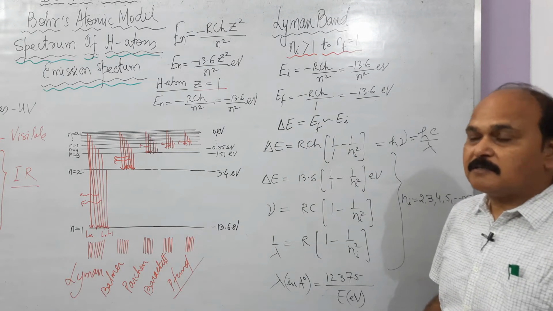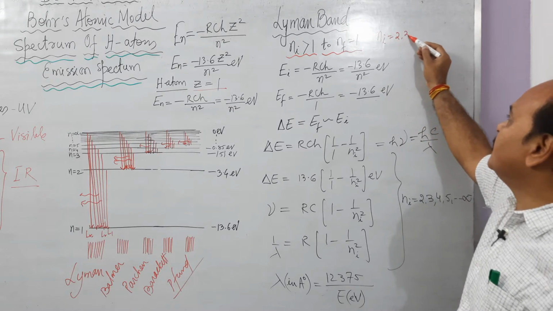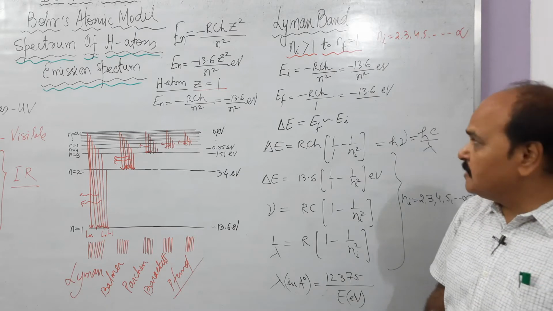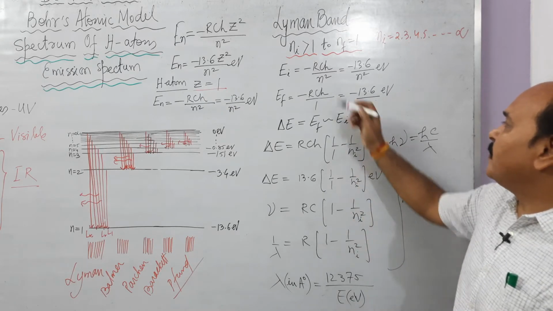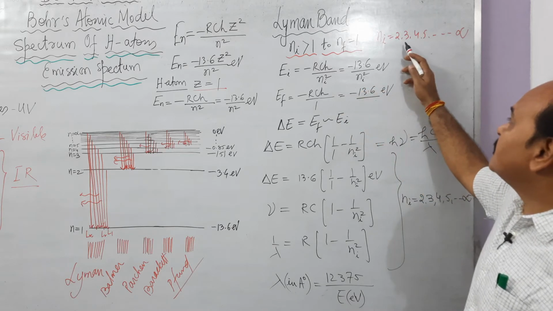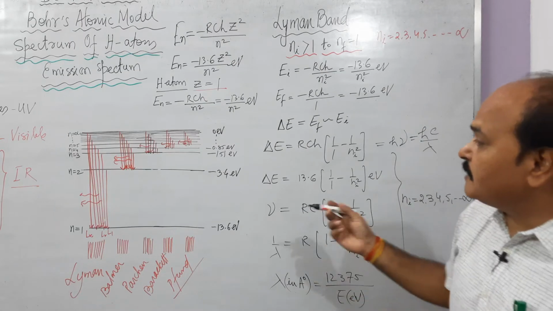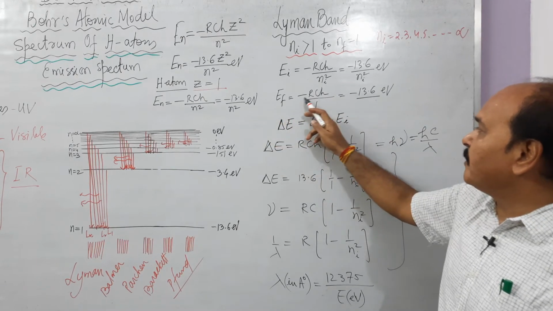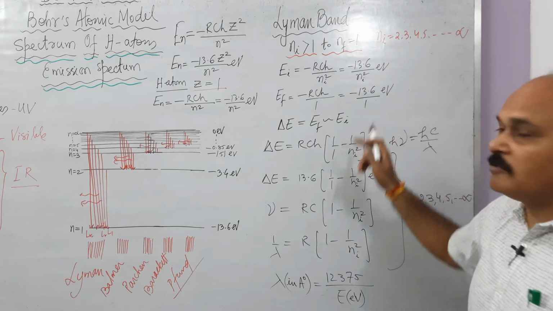If transition takes place from any excited state to state number 1, we get Lyman lines. The minimum value of ni is 2, and then 3, 4, 5 and so on up to infinity. So the energy of the initial state is minus RCh upon ni square, or minus 13.6 upon ni square electron volt. And remember this ni has value 2, 3, 4, 5 and so on. The final state is n equal to 1, the ground state. So if we write n equal to 1, we get minus RCh upon 1, or minus 13.6 upon 1 electron volt. This is the energy of the final state.